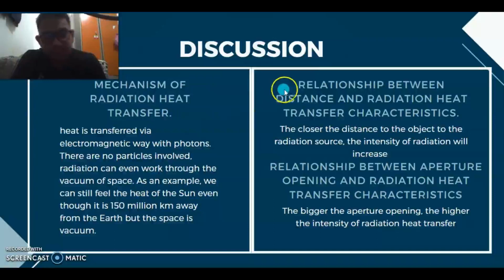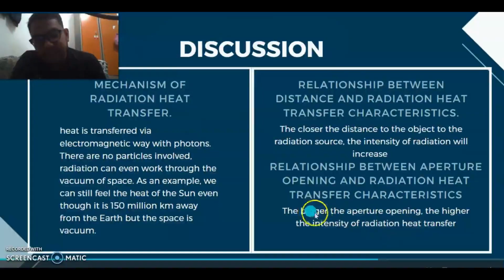The second is the relationship between distance and radiation heat transfer characteristics. From the experiment, we can see that the closer the object is to the radiation source, the intensity of radiation will increase. And secondly, for the second experiment, the relationship between the aperture opening and radiation heat transfer characteristics, we can see that the bigger the aperture opening, the higher the intensity of radiation heat transfer.